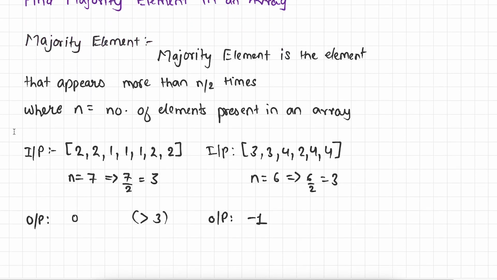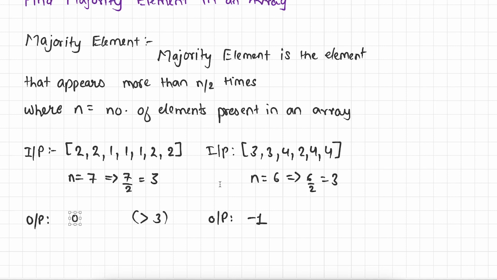Let's see this example. Here the input is given as 2, 2, 1, 1, 1, 2, 2. And in this example 2 appears 4 times, and n is equal to 7, and n by 2 is equal to 3. It means 2 appears more than 3 times here. That is why the majority element present in this array is 2 and the index of 2 is 0. So basically we have to return the index of the majority element.